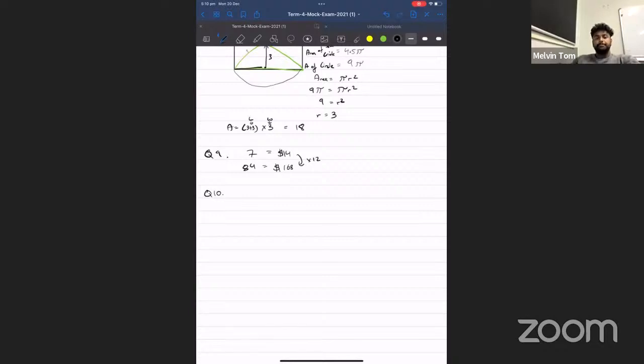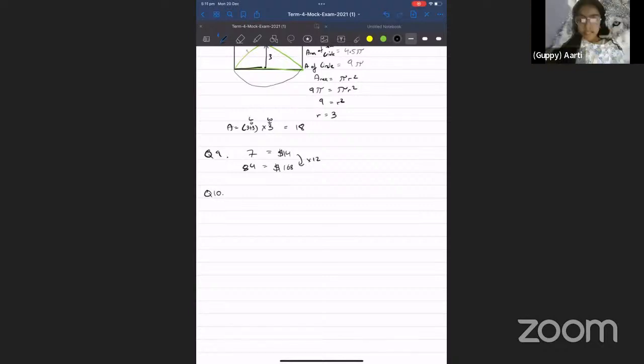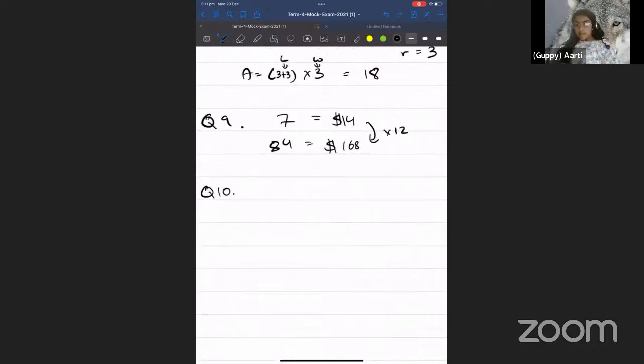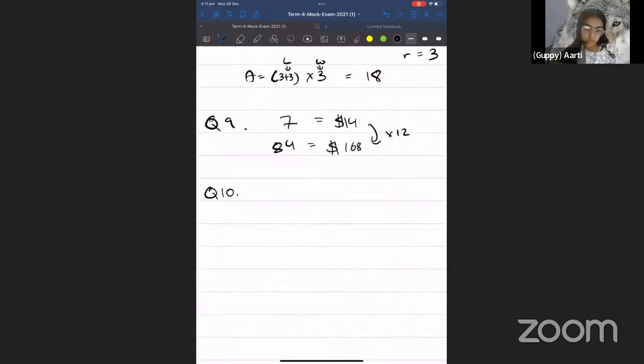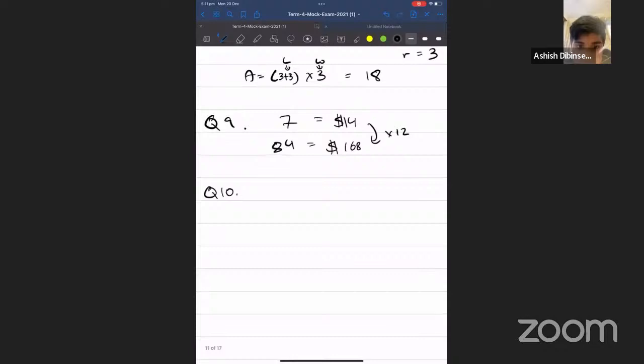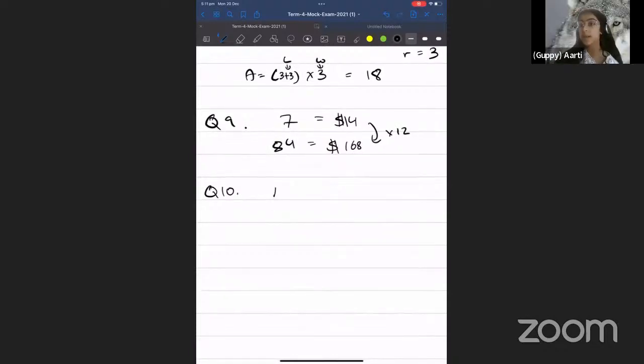All right. Question number 10. Dion has a box which has length, width, and height in the ratio of 1, 2, and 3. He makes a new box where the length, width, and height are increased by 100%, 200%, 200%. Now, how do you find the volume of something, ladies and gentlemen? Length times width times height.